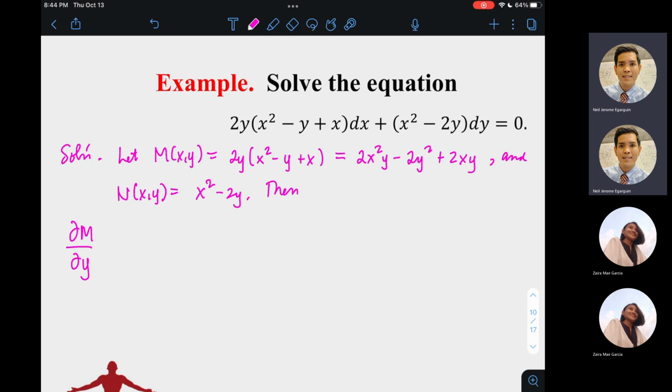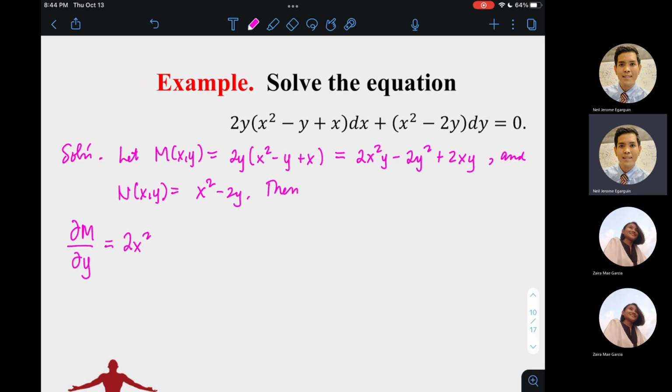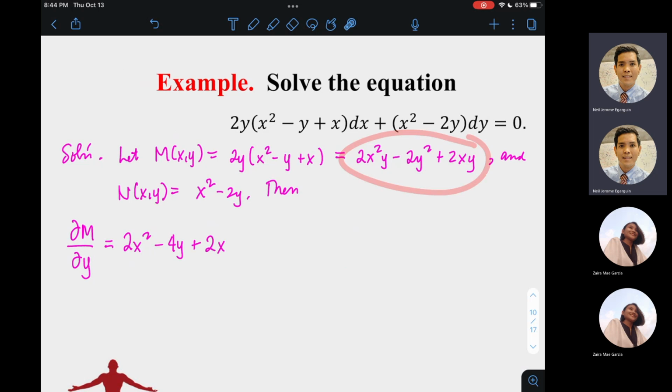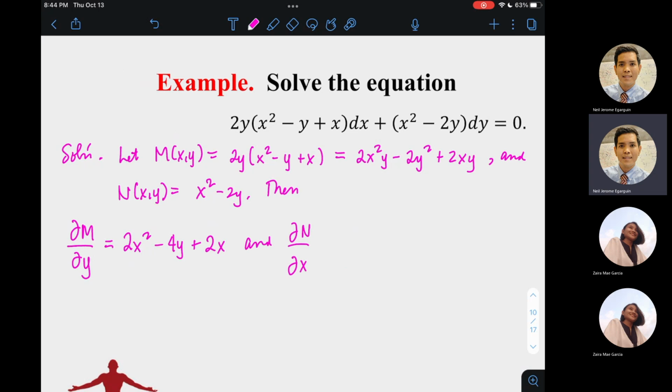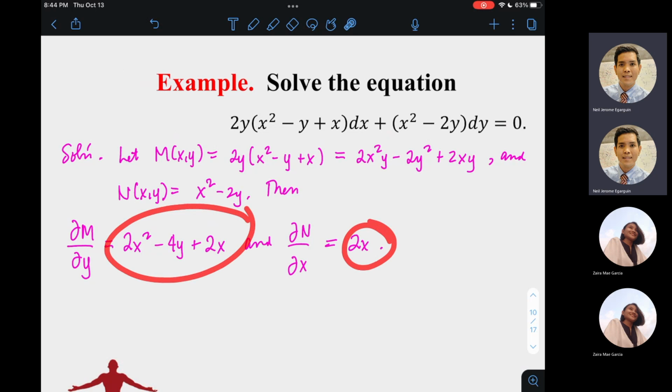Okay? So partial ni M with respect to y ay equal lamang kay 2x squared minus 4y plus 2x, right? So ito, pinartial ko lang with respect to y. And ang partial ni N ay equal kay 2x. Clearly, these two things are not equal to each other. So therefore, our ODE is not exact, at least at the moment. So the question is, can I turn this into an exact ODE by introducing an integrating factor?